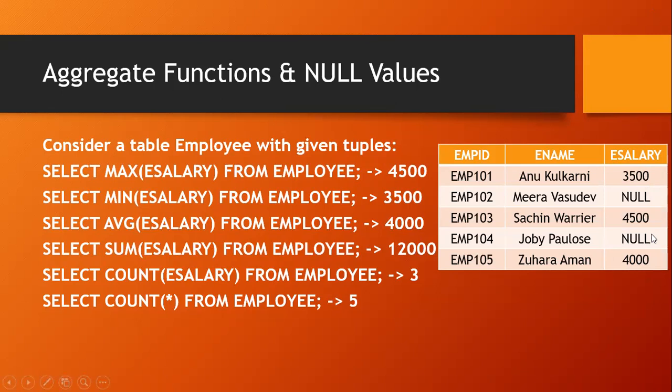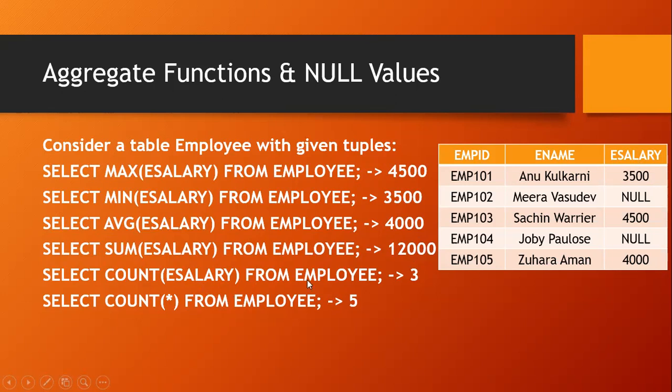So how to calculate the average? The total divided by the number of items. Select sum of e-salary: sum means what? It has to calculate the total. So what is that total? All the 3 values are summed up, and you will get the answer as 12,000.